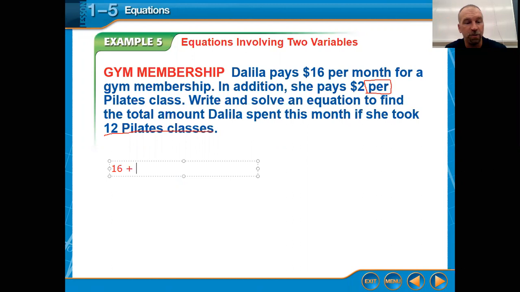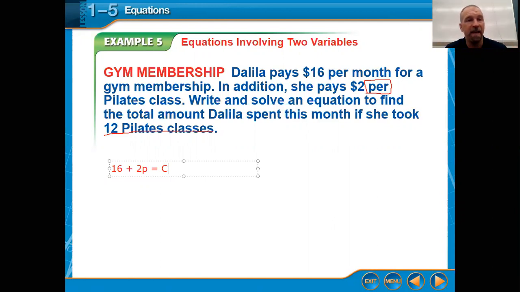Her Pilates classes are $2 per class. I'm going to call that P for Pilates. And if you take that $16 membership and the $2 per Pilates class, that gives you her total cost. I'll call that C for cost for the month. You could call it M for the month if you want. That's up to you.